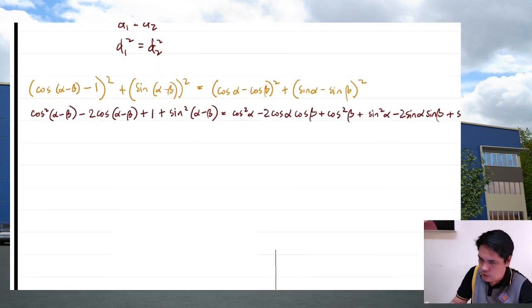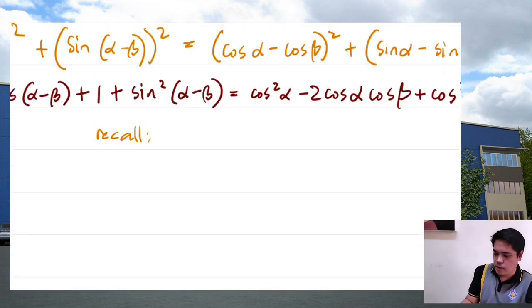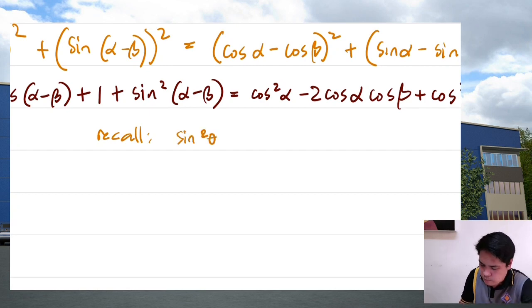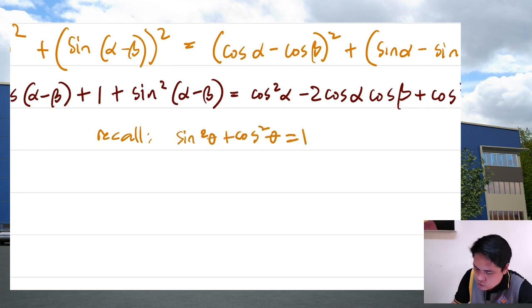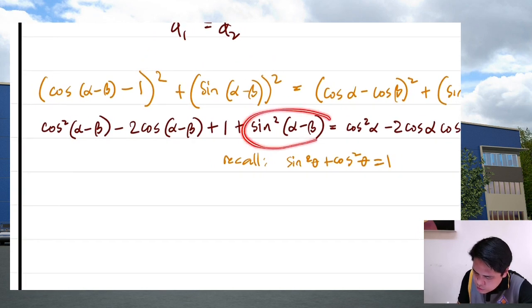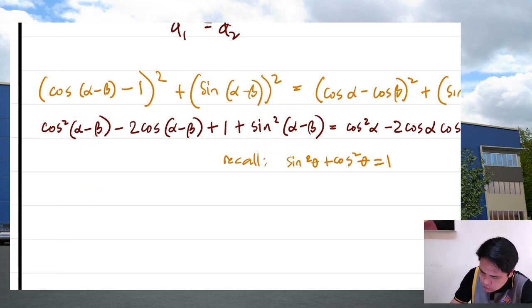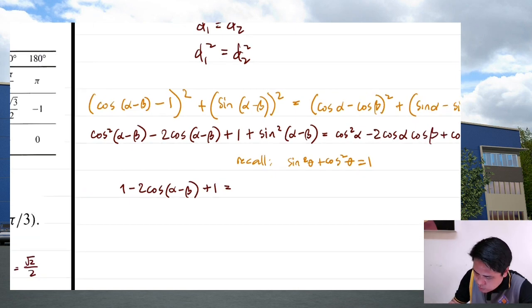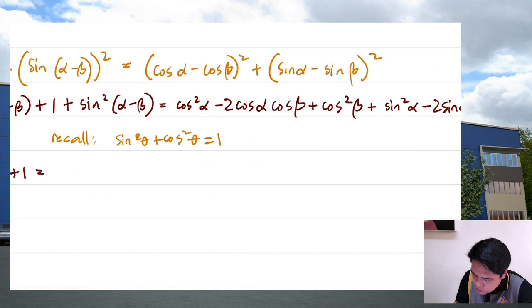Okay, so if you recall, sine squared theta plus cosine squared theta is equal to 1. So since we have here sine squared alpha minus beta and cosine squared alpha minus beta, so this will be reduced to 1. So we have 1 minus 2 cosine alpha minus beta plus 1. That is equal to, in the other side, we have this and this will be reduced to 1. So let me mark that. This and this will be reduced to 1.